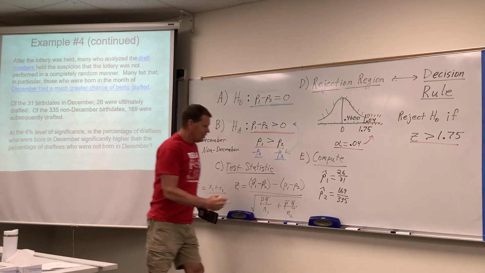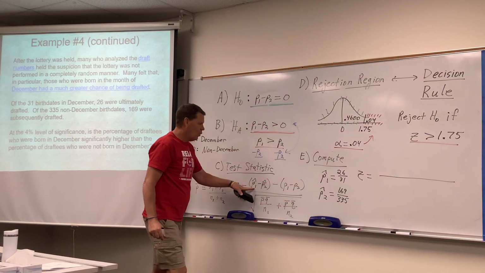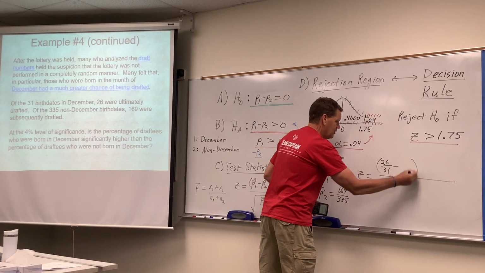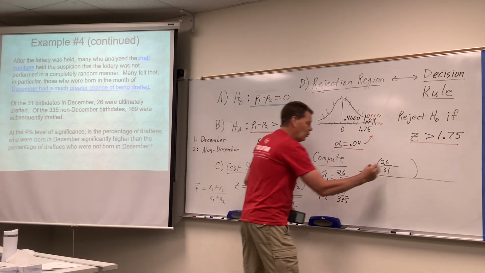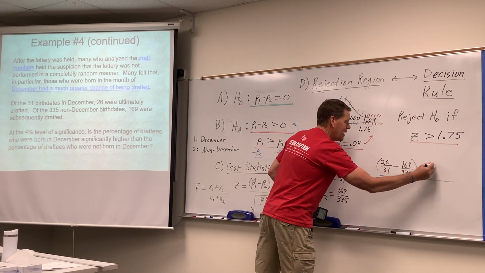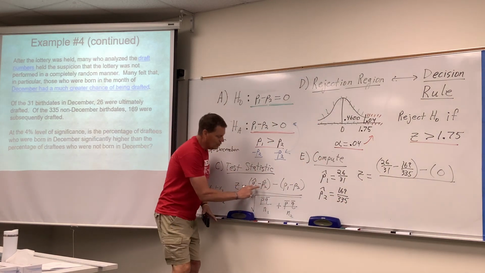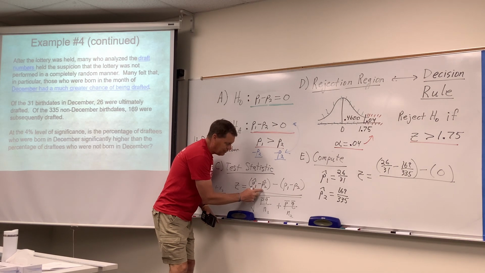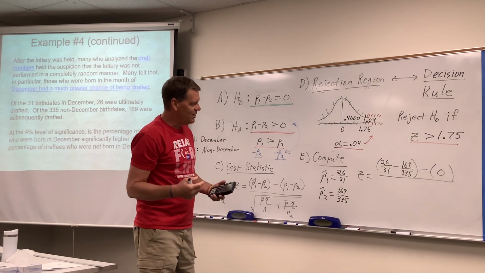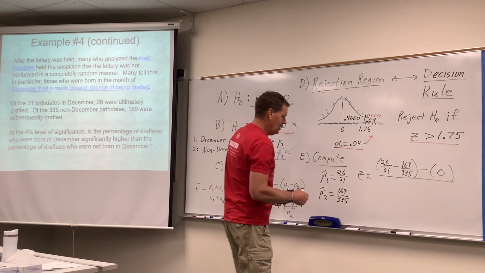Okay, Z equals, here we go. P hat 1, that'd be the 26 out of 31 December birth dates that got drafted, minus P hat 2, 169 over 335, minus 0. That's the assumption. See, the hats are percentages from the sample. Those are population, right? So we assume there's no difference. That's what scientists do. They assume there's nothing fishy going on. Let's give that the benefit of the doubt.